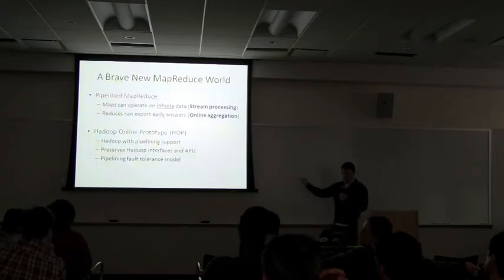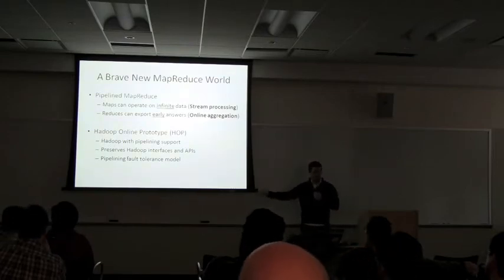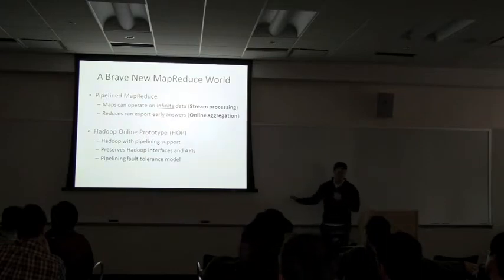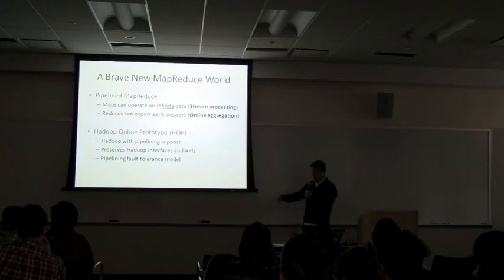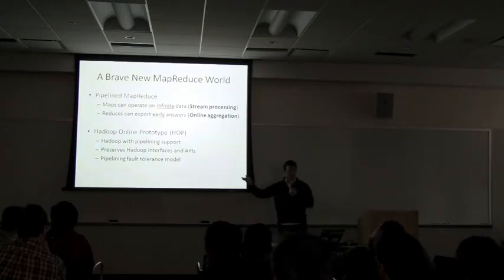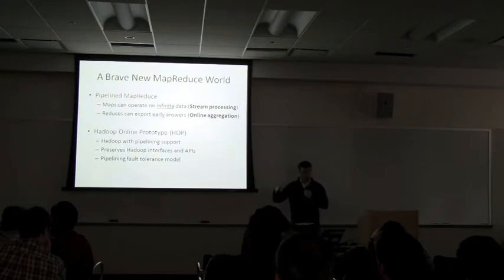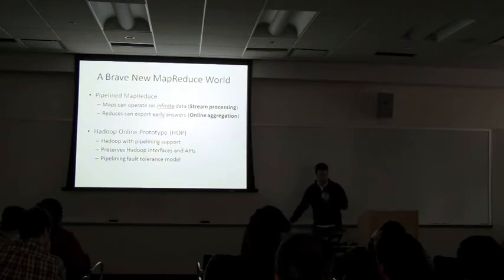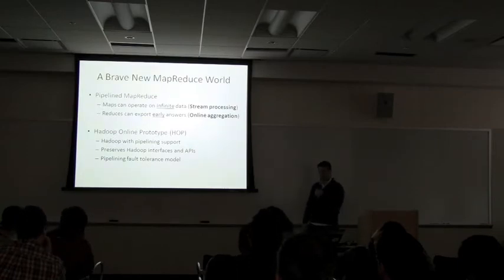So at Berkeley, we implemented a pipelined version of MapReduce. Maps are able to operate on infinite data, allowing for stream processing, and reduces can export early answers, enabling online aggregation. We built it in Hadoop, and we're calling it the Hadoop Online Prototype, or HOP. It looks like Hadoop on the outside, but underneath, it pipelines. So we preserve the interface and all the APIs, and we define a new pipeline fault tolerance model, which I'll describe in this talk.